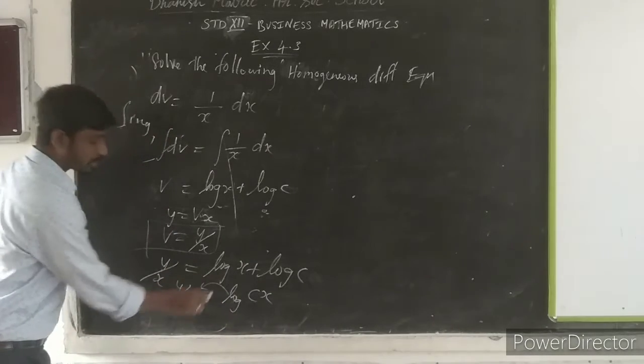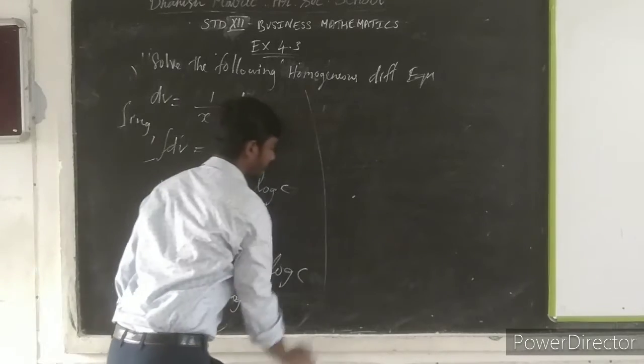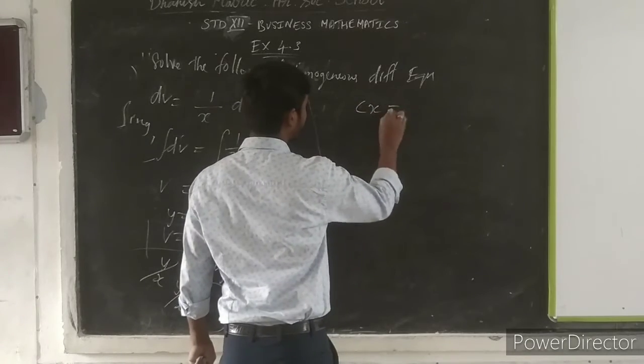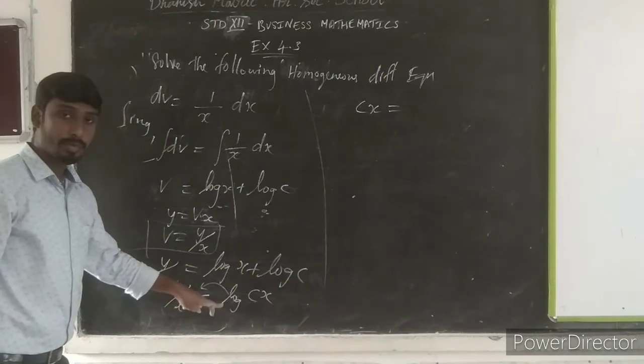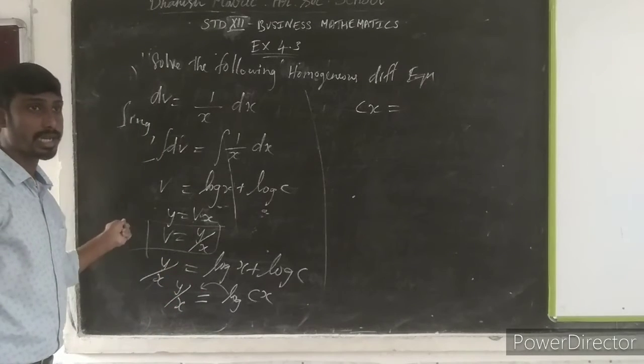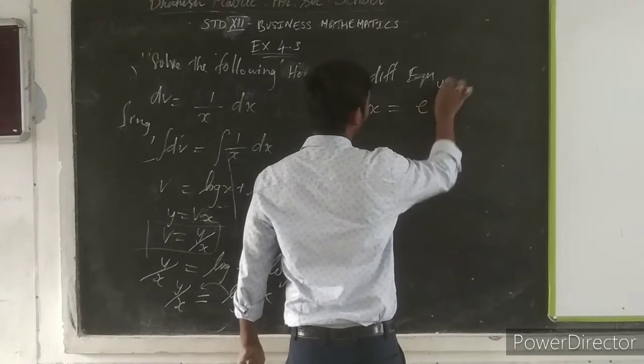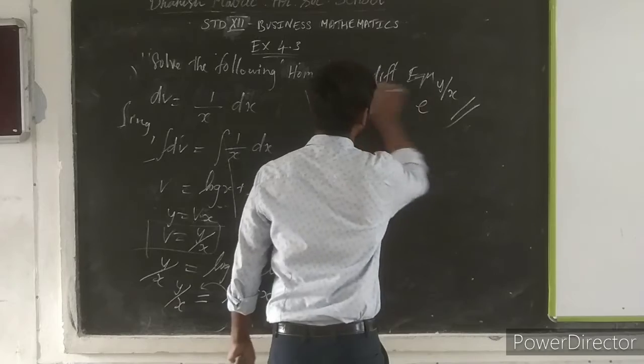Then this log will go to the other side. You have to write like this: cx equal to, the log will go to the other side and be changed into exponential form, the exponential form of y divided by x. This is the answer for this one.